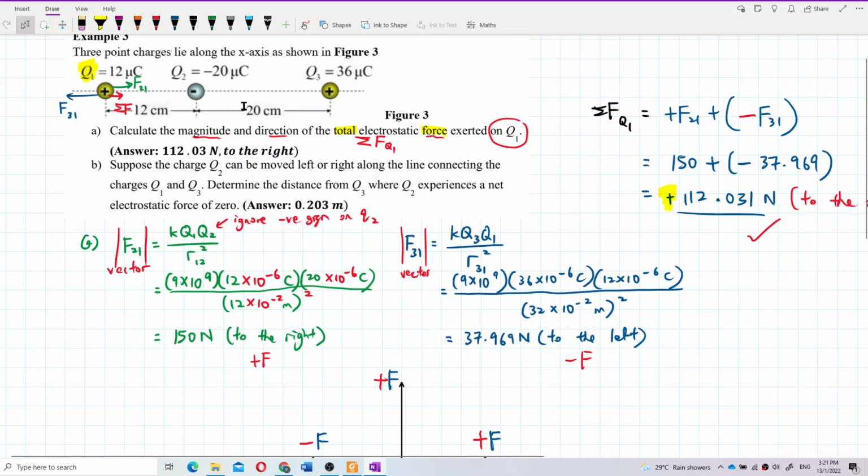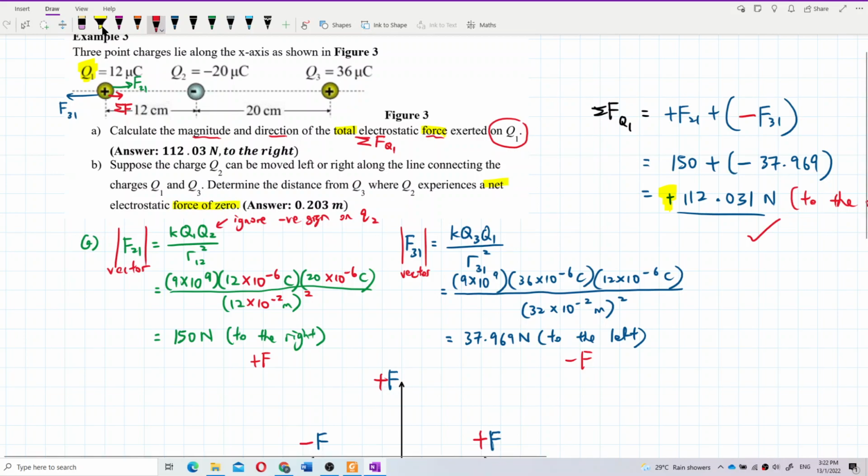Suppose the charge Q2 can be moved left or right along the line joining charge Q1 and Q3. That means this Q2 can be moved left or right along this line. Determine the distance from Q3 where Q2 experiences a net electrostatic force of 0. Okay, this is the keyword, the net force of 0.